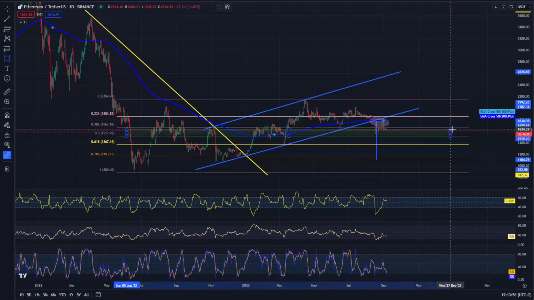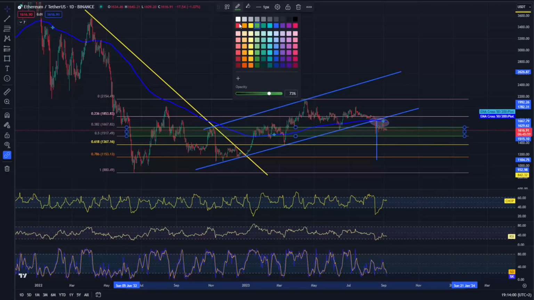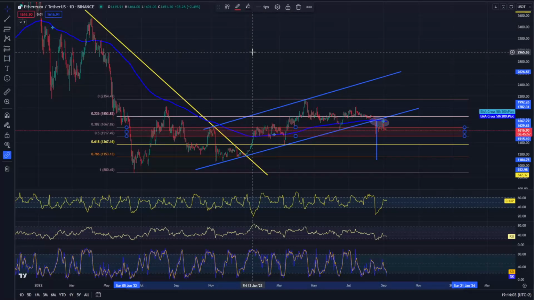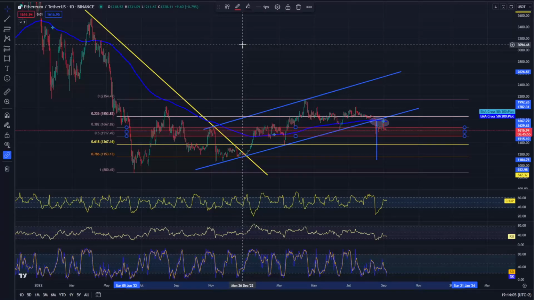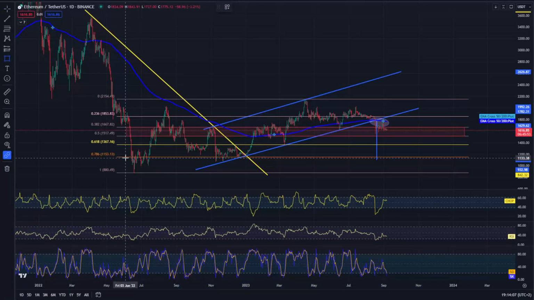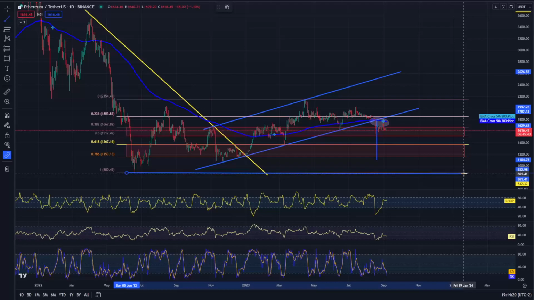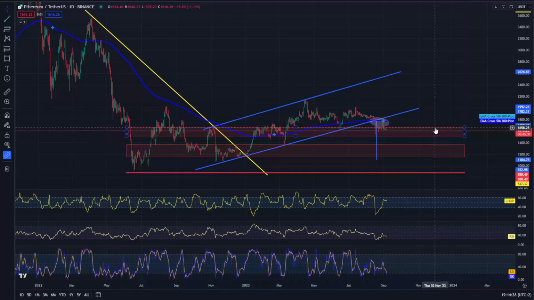And here we have a visible support zone from $1,667 to $1,515. Then there is a second strong support zone from $1,367 to $1,152, and then a strong support at $880.